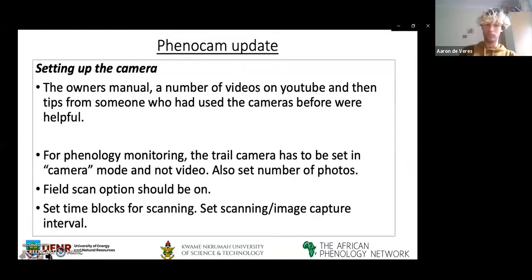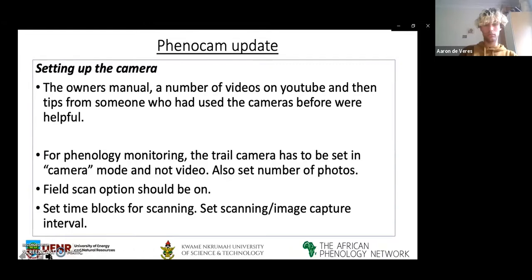So in setting up the cameras, the owner's manual was very helpful, a number of videos on YouTube, and then we also had a session where Robin Whitecock shared some tips from his personal experience. Although this experience was mainly for monitoring animals, we also have to use this for phenology monitoring. So we had to basically take tips from there.